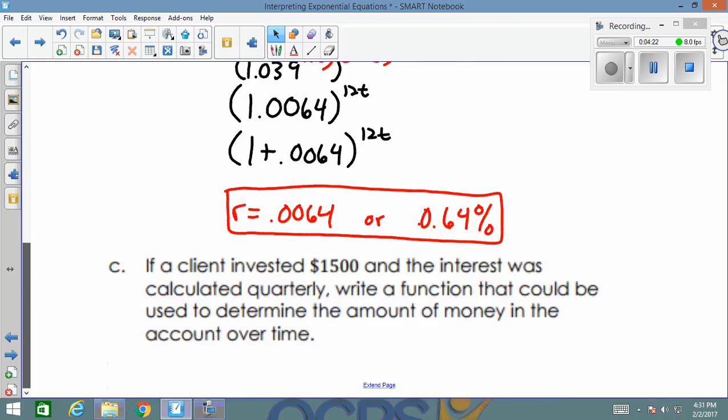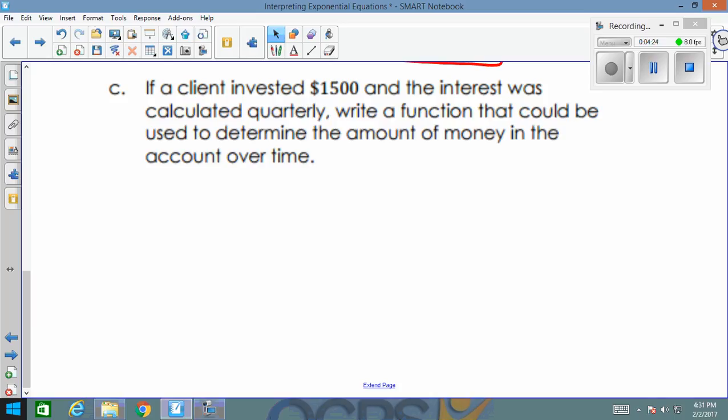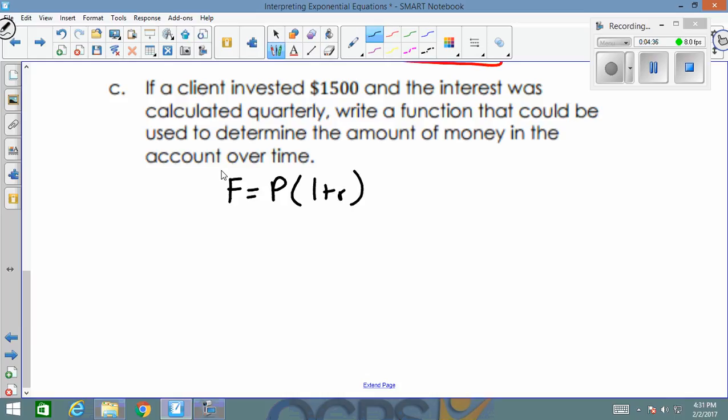Okay, it says a client invested $1,500. The interest is calculated quarterly. Okay, write the function. So remember, F equals P times 1 plus R to the t. We know what this is from up above. This is that 1.039 to the 2t.